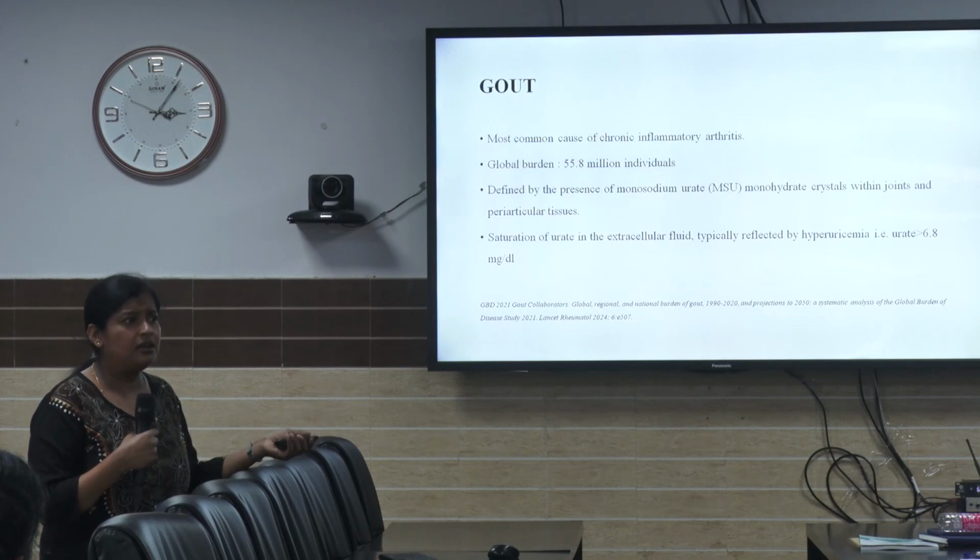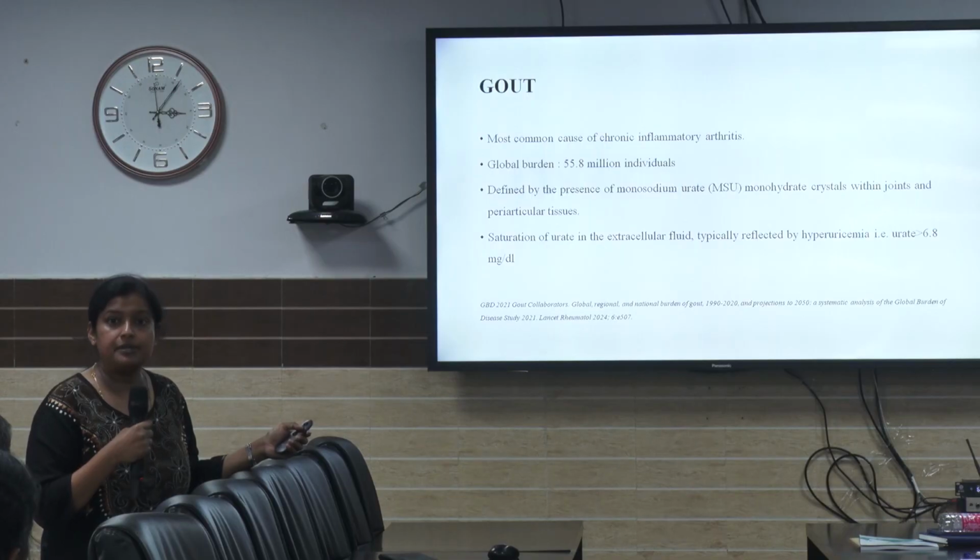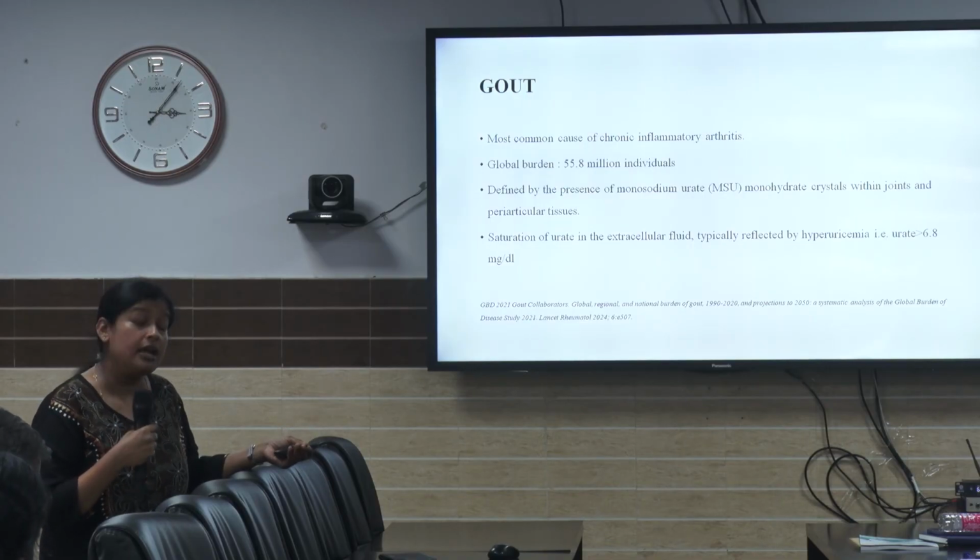Who will have gout? Generally men, the elderly, and in women, the postmenopausal age group. Why the postmenopausal age group? Because estrogen has a protective effect. It helps in uric acid excretion via the kidney. So a higher value is kept for a woman to be diagnosed with gout.